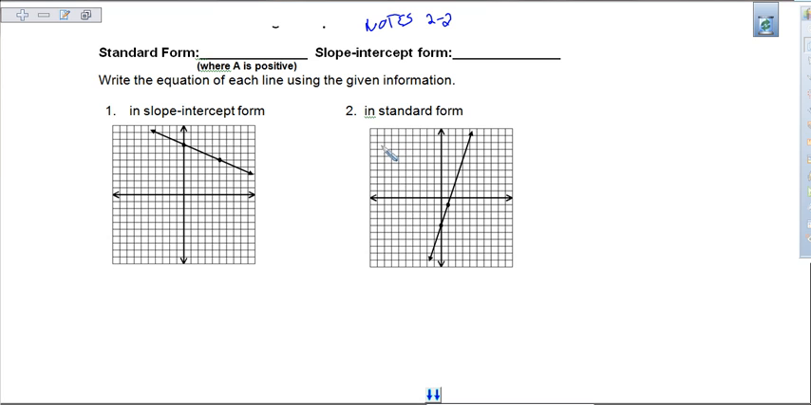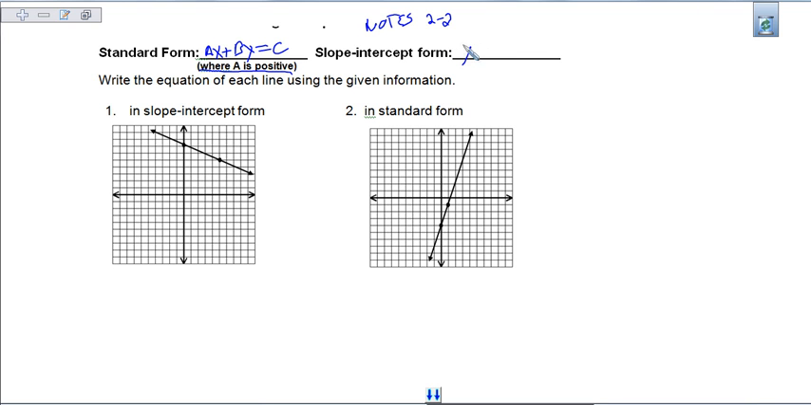Alright, let's take a look at the second section in Chapter 2, which is continuing on with equations of lines. We already talked about this one a little bit, but standard form is ax plus by is equal to c. So you just move your x's and y's next to each other. And of course, we identified this in the last section, but a has to be positive.